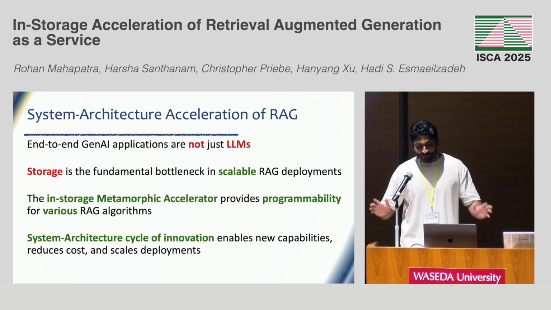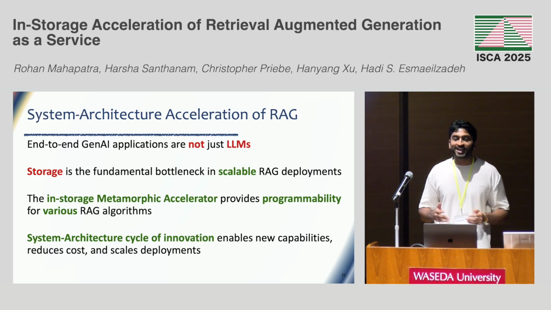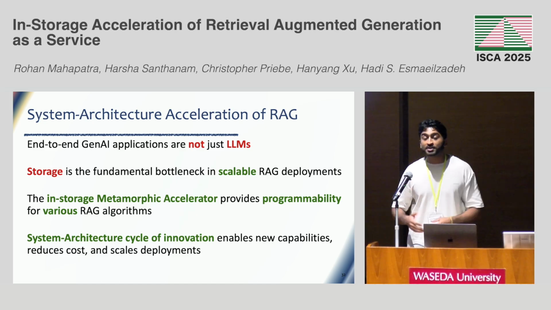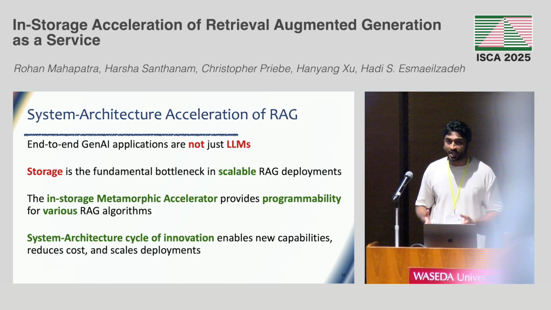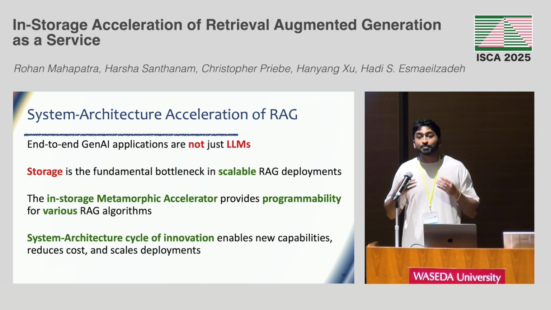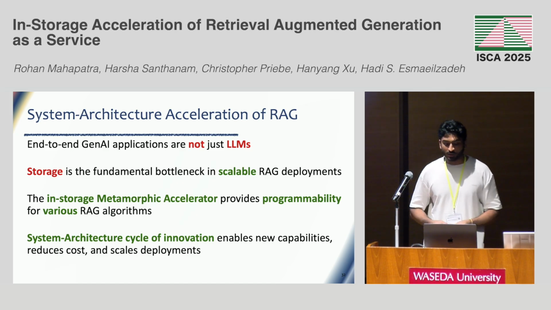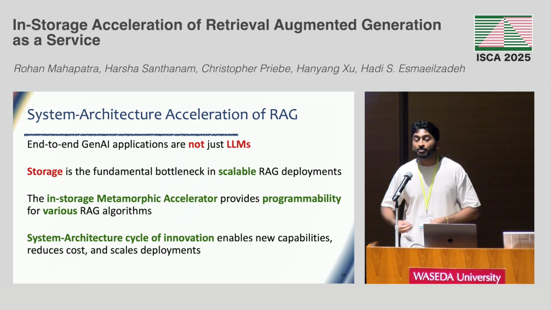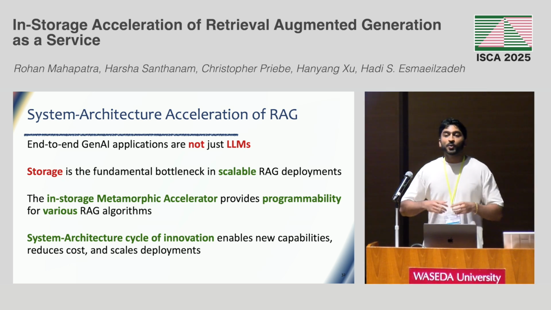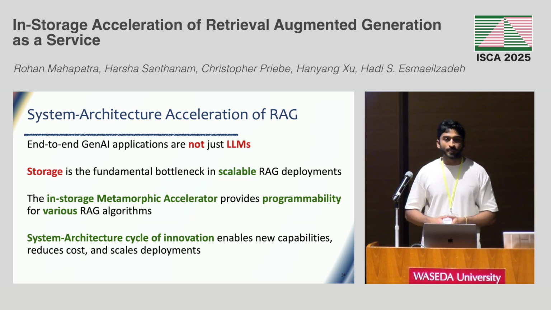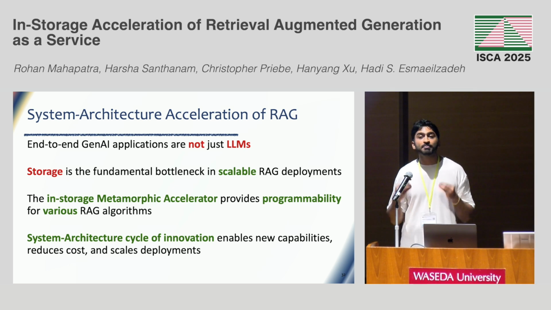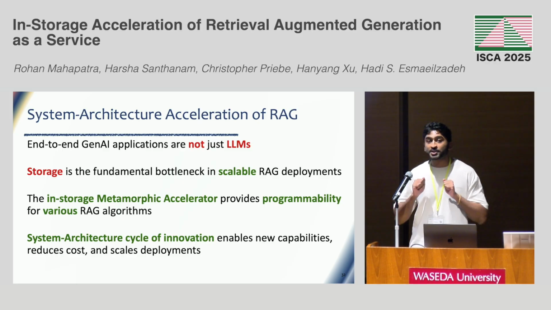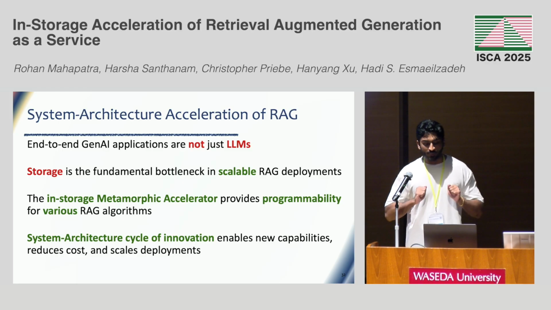Thank you all for listening to me talk. I think I've shown that end-to-end Gen AI applications are not just LLMs. Here we looked at one example of a Gen AI application, specifically RAG, and we saw that compute is not the main bottleneck. Not only did we go out and solve the actual bottleneck, which is storage retrieval, but we also had to consider programmability, which is the forte of this community. To provide programmability, we built the metamorphic accelerator, which can reconfigure its architecture at runtime to match whatever search and retrieval algorithm you want to run.